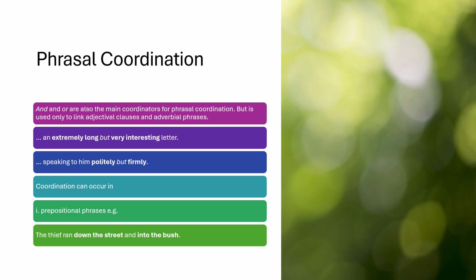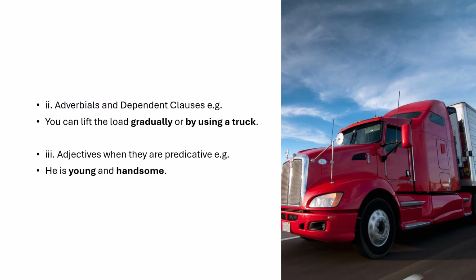So let's look at an extremely long but very interesting letter. Speaking to him politely, firmly, coordination can occur in prepositional phrases. So the example is, the thief ran down the street and into the bush. So you see now that down the street and into the bush are brought together by the coordinator and. Then it can also be used for adverbials, where you have adverbials and dependent clauses.